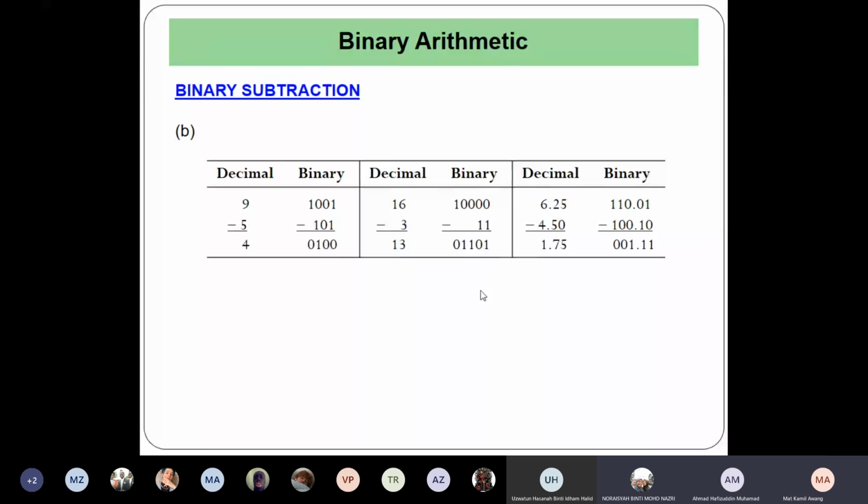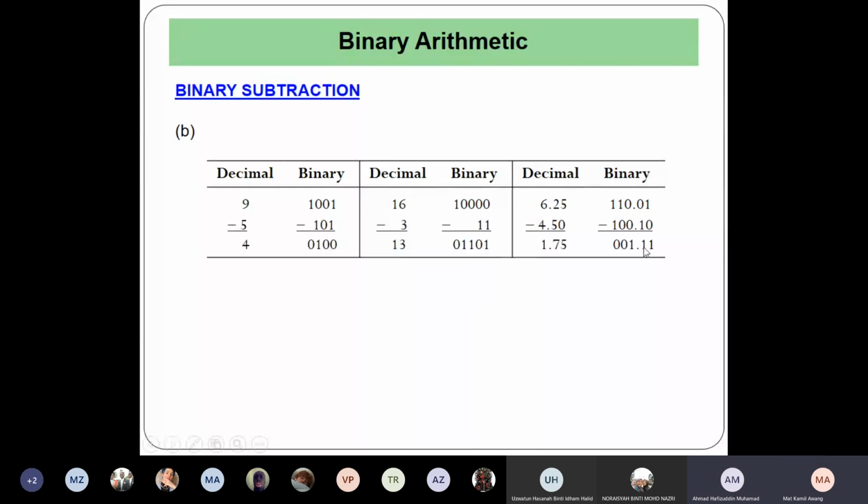Yes, sir. So the third one, in decimal, you have 6.25 subtract 4.50. So the answer is 1.75. So you convert first. You convert into binary. 6.25 is 110.01 and 4.50 is 100.10. So you set up this equation. So basically now 1 subtract 0 is 1. 0 subtract 1 cannot. You have to borrow. You borrow from here. So it's 1 0.